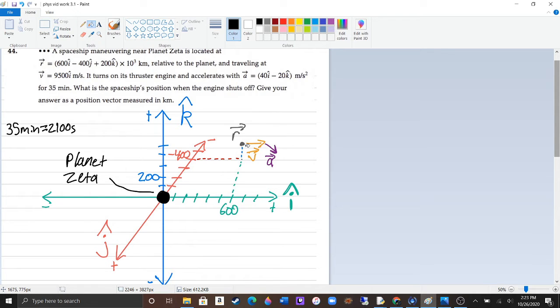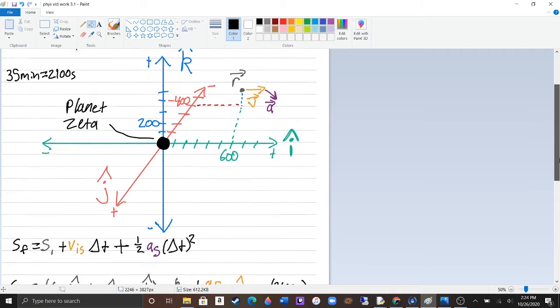So our velocity is 9,500 meters per second going in the positive I direction. So this orange will represent our velocity, and our acceleration is going 40 in the I direction and negative 20 in the K direction, so that's down along this blue axis, in meters per second squared for 35 minutes, which is equal to 2,100 seconds.